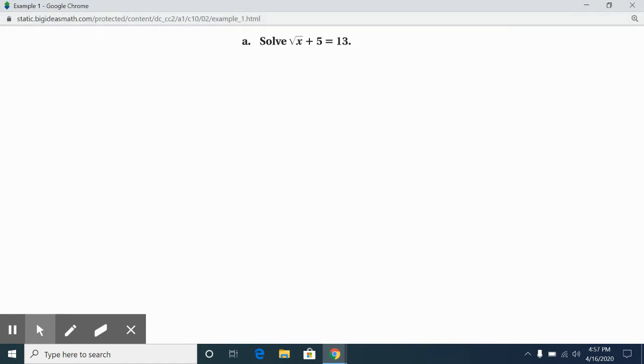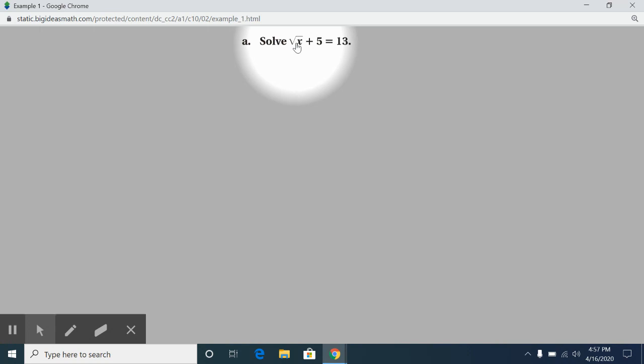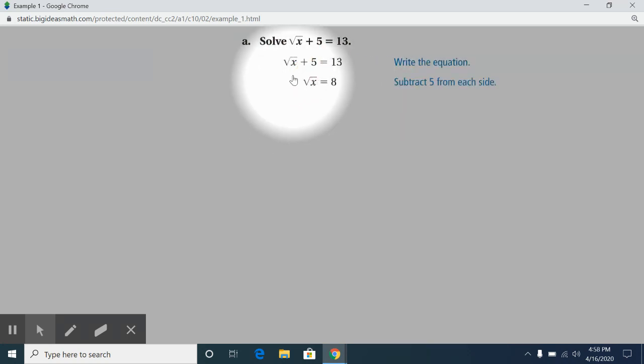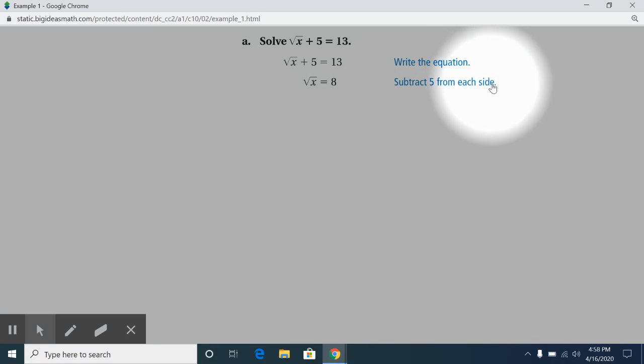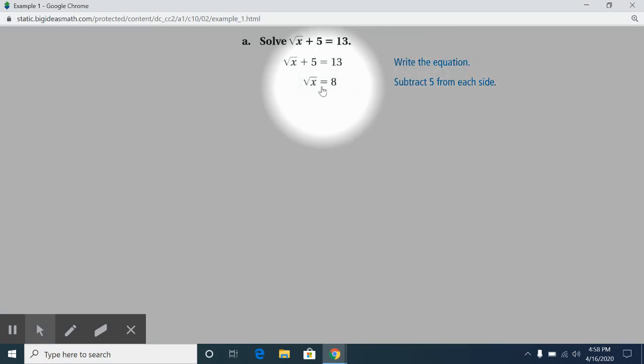And here's what we're going to do. We are going to try and isolate the square root of x first. So pretend that the square root symbol wasn't there. What would we do? We would subtract this 5 from both sides of the equation to get this square root expression alone. This one's pretty simple. We're going to subtract 5 from each side. We're left with the square root of x equals 8.